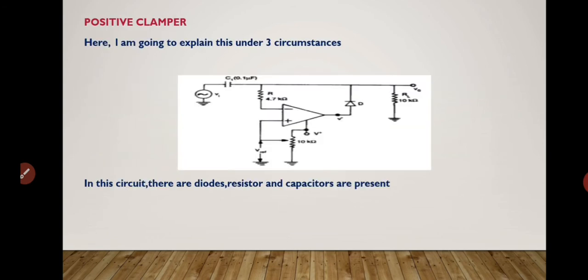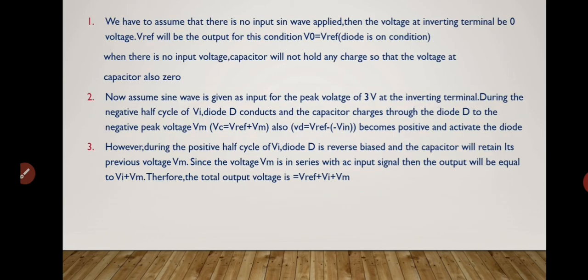First we are going to see the positive clamper. I am going to explain this under three circumstances. In the circuit, a diode, a resistor and a capacitor are present. In the first circumstance, we assume that no input sine wave is supplied, so the voltage at the inverting terminal will be 0 volts, so the output voltage will be Vreference.